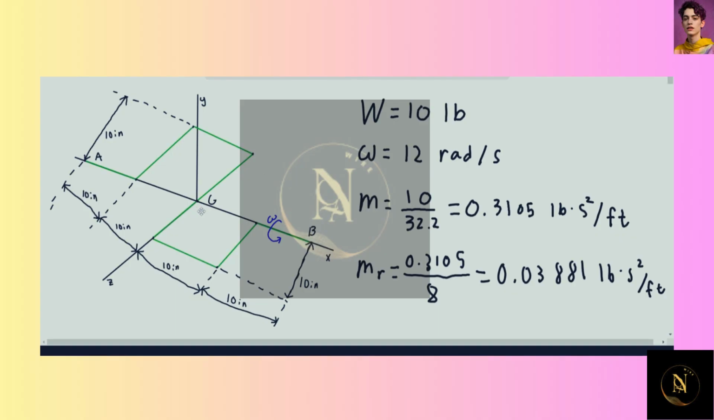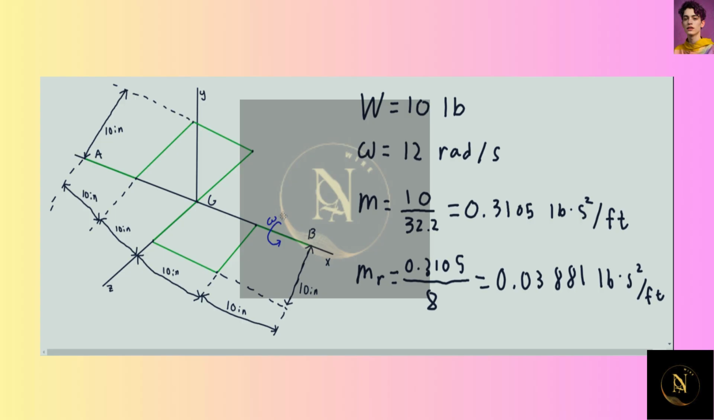We have here this system with an angular velocity going in the counterclockwise direction, and we're asked to find what the angular momentum is about this point G. We're given that the weight is equal to 10 pounds, so we convert that weight into mass by dividing it by the acceleration due to gravity, and we'll get a mass that's equal to 0.3105. And then we're also going to find the mass of each individual rod in this system by taking that total mass and dividing it by 8, since 8 is the total amount of rods in the system.